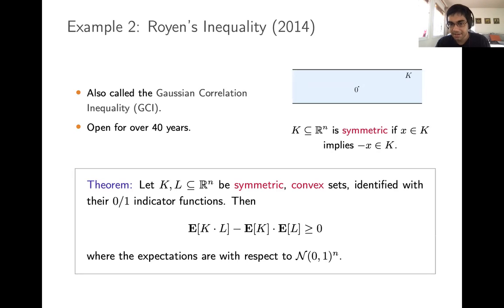It concerns symmetric convex sets of a Gaussian space, where by Gaussian space, I just mean R^n endowed with the standard Gaussian distribution. And we say a set is symmetric if it's symmetric about the origin. In other words, if a point x is in the set, then the point minus x, obtained by flipping the sign of each of x's coordinates, is also in the set. Royen's inequality says that if you've got two symmetric convex sets, then the indicator functions of these sets are going to be non-negatively correlated with respect to the standard Gaussian distribution.